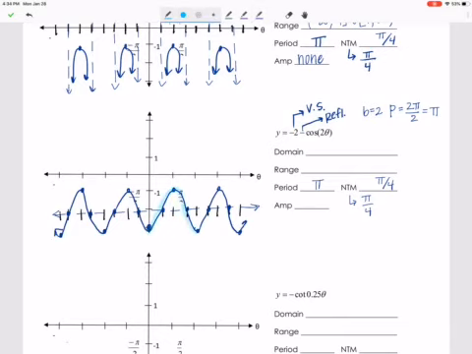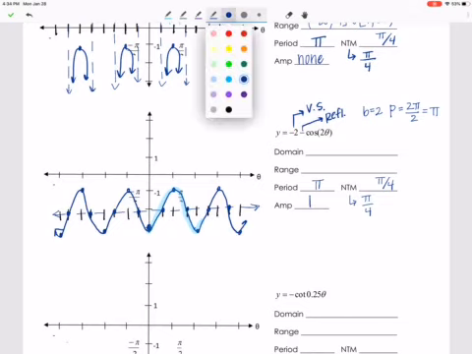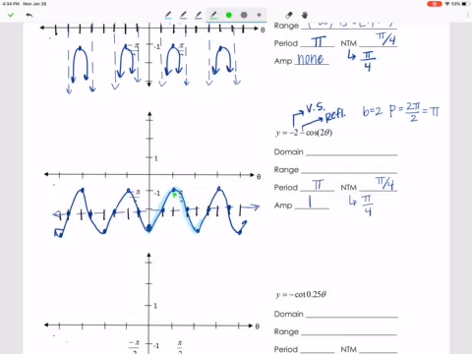It's only taking me 1 pi to get from the start of a cycle to the new. All right, our amplitude is still 1, so from the line of oscillation up to sort of my highest mountain, that's still only a distance of 1. Domain is no different, -infinity to infinity. My range, however, has changed. My lowest point is -3, and my highest point is -1.